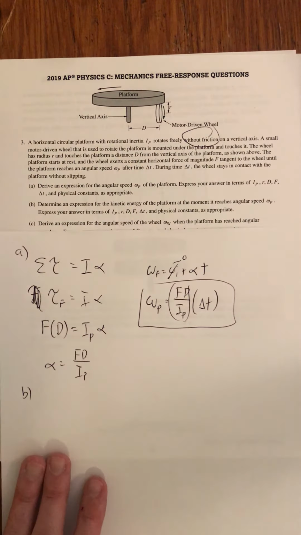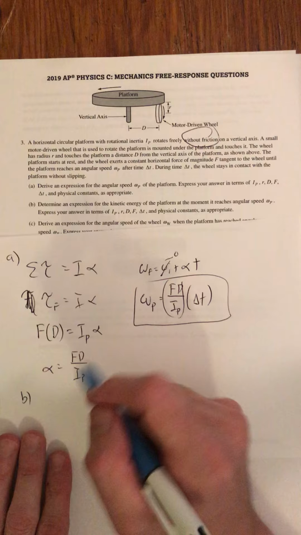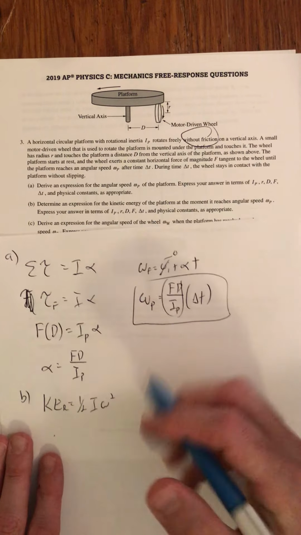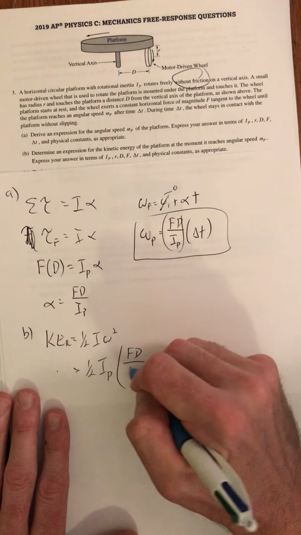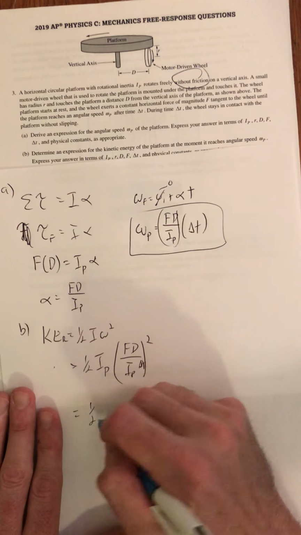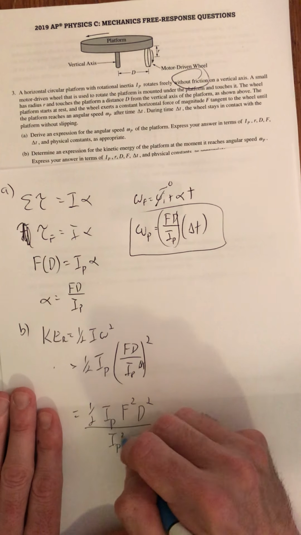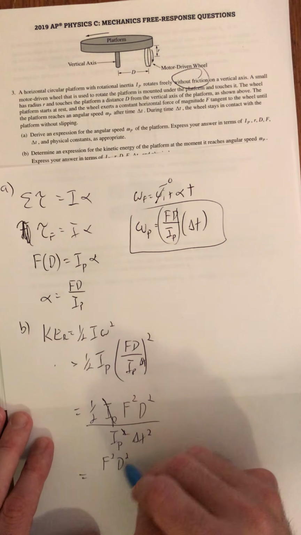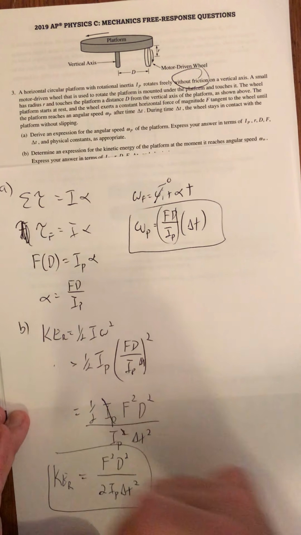Okay. B, determine an expression for the kinetic energy of the platform the moment it reaches that. All right. So KE rotational equals 1/2 I omega squared. 1/2 IP, and then FD over IP delta t quantity squared, and so that's going to be 1/2 IP F squared D squared over IP squared delta t squared. One of the IPs goes away, and so I have F squared D squared over 2 IP delta t squared. Alrighty.